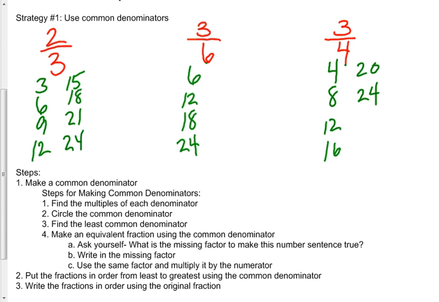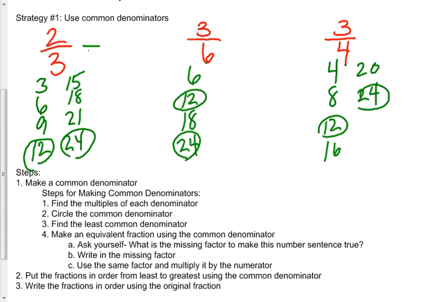Circle the common denominator. Our common denominator that we're going to circle is 12 and 24. Because they are in each fraction 3 times. All 3. Find the least common denominator. The least common denominator is 12. It is the least.